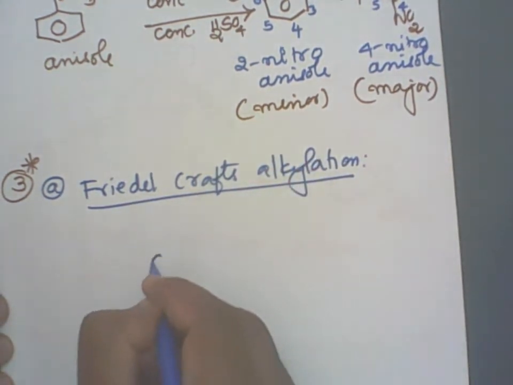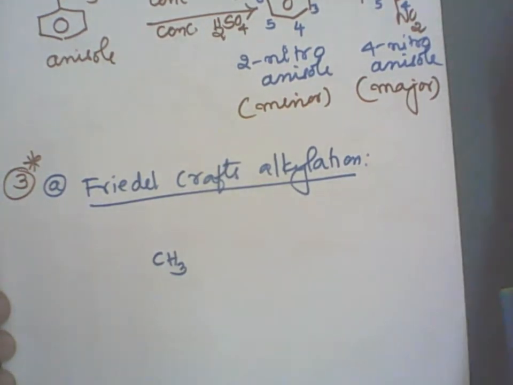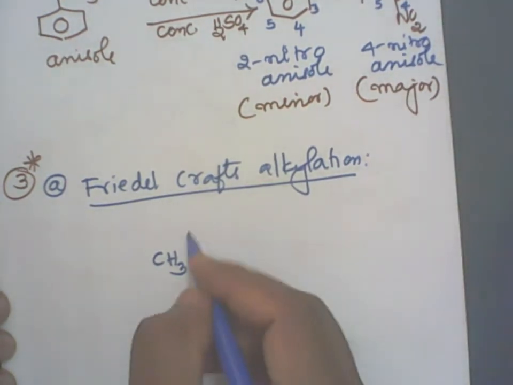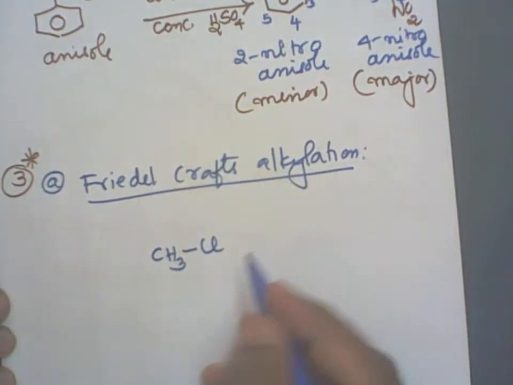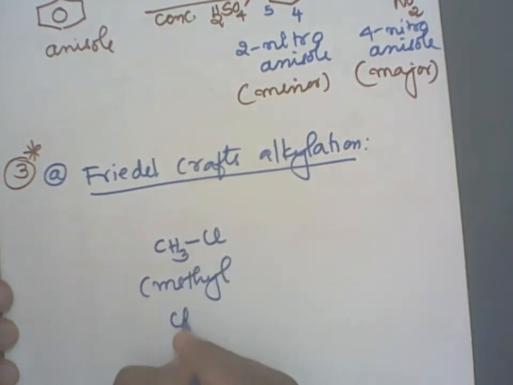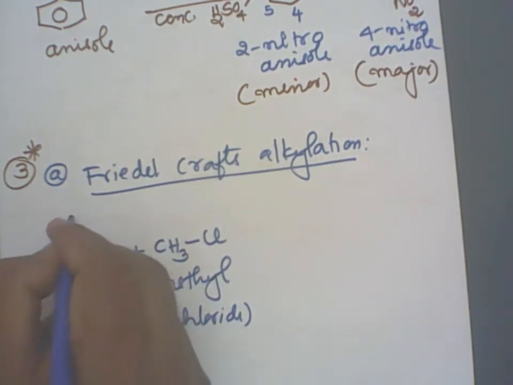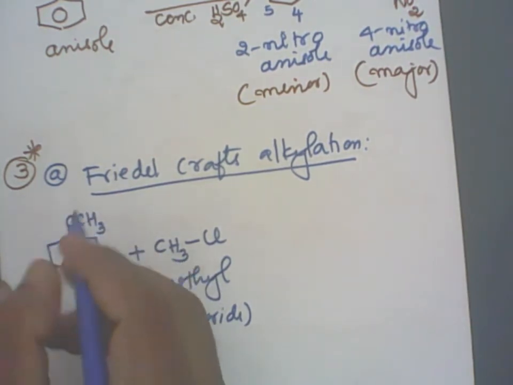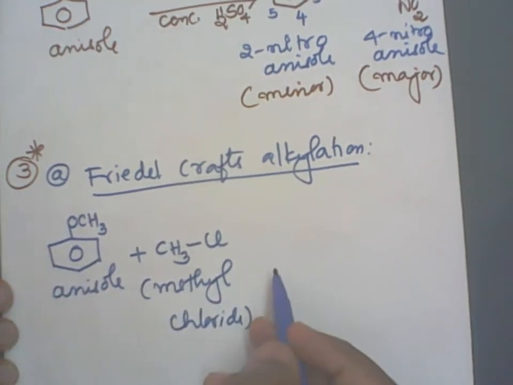What is the simplest alkyl? Methyl. But methyl should be along with its remaining group, right? So let me take methyl chloride, an alkyl halide. So this is known as methyl chloride. It reacts with anisole, the benzene ring attached to OCH3. This is the anisole. So we get ortho and para products.